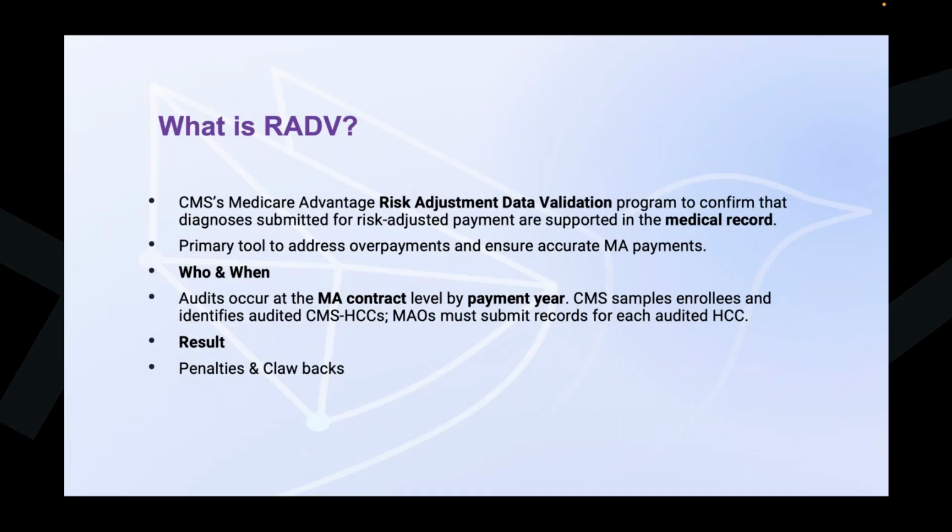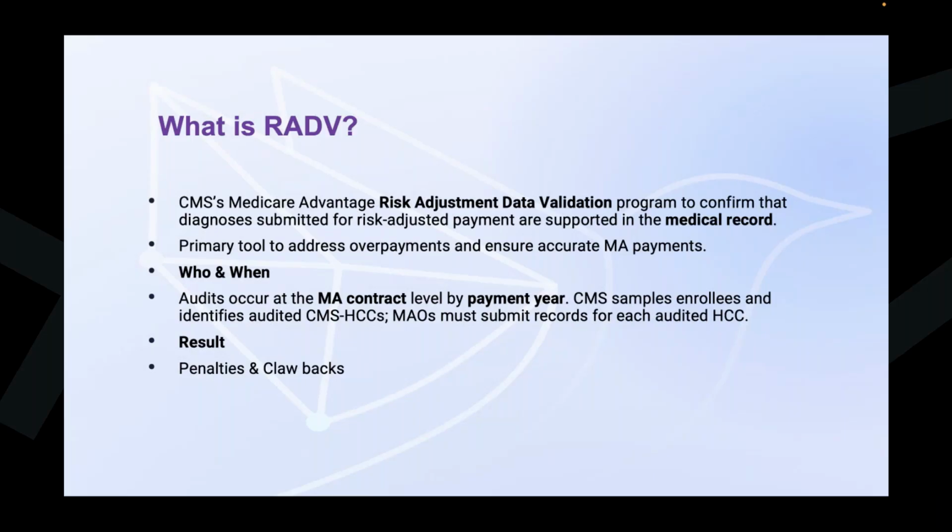So basically, this risk adjustment program is to confirm that the diagnoses submitted are actually supported in the medical record, so there's sufficient documentation available. This is to ensure that there are no overpayments in Medicare Advantage plans. They actually occur at contract level and by payment year. So for example, this year they could be looking at the codes that were submitted last year, or maybe even the year prior to that.